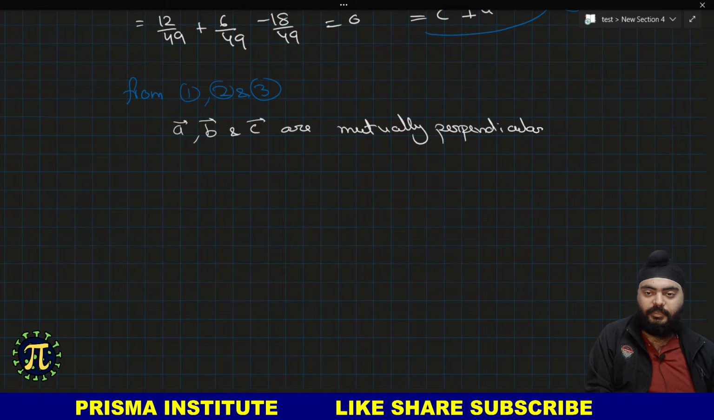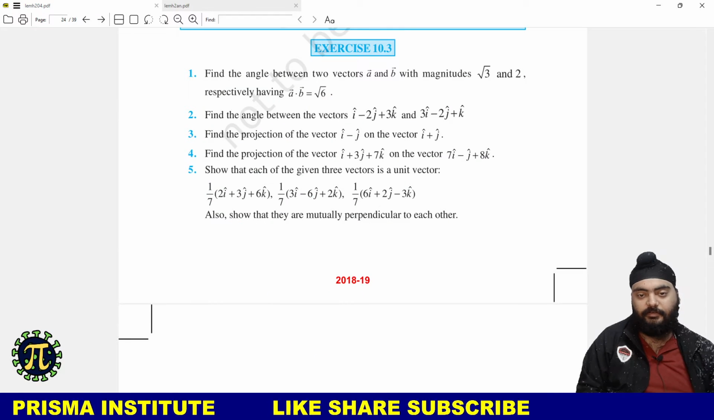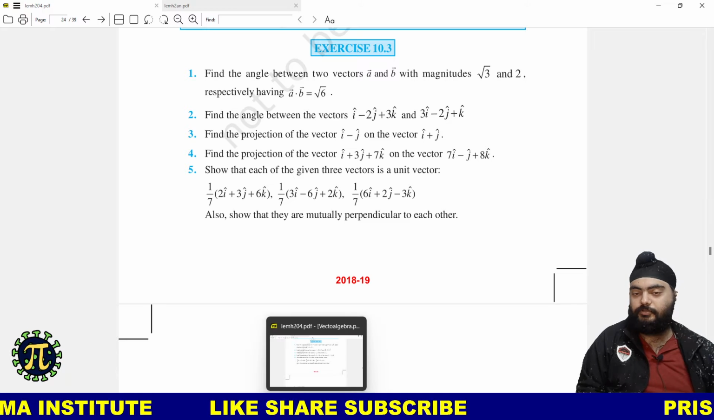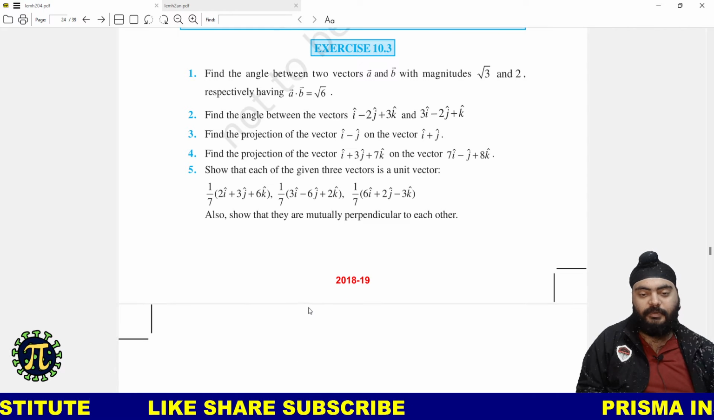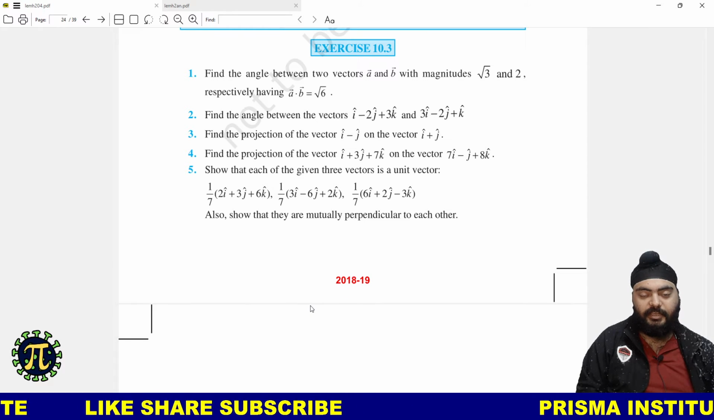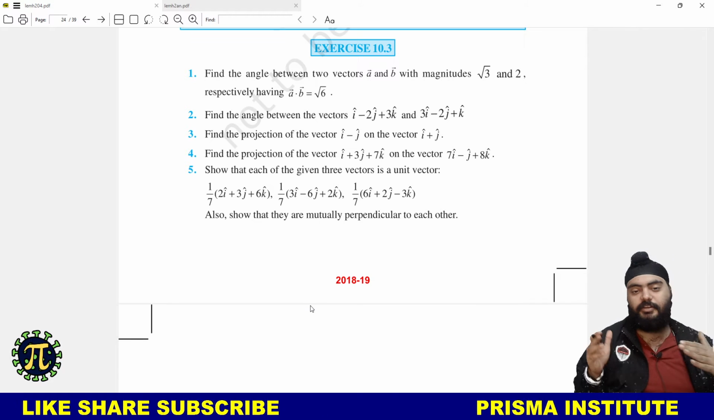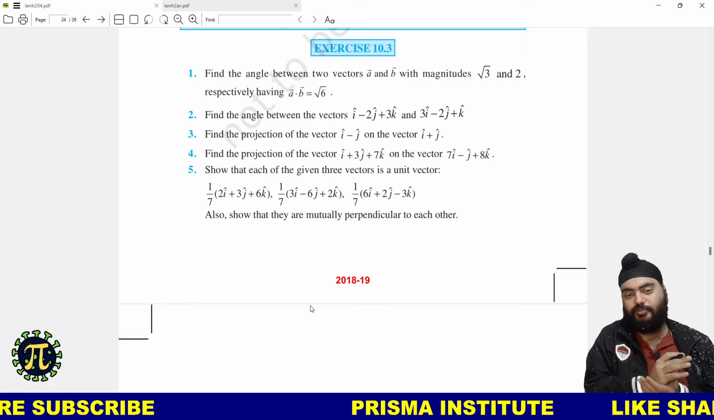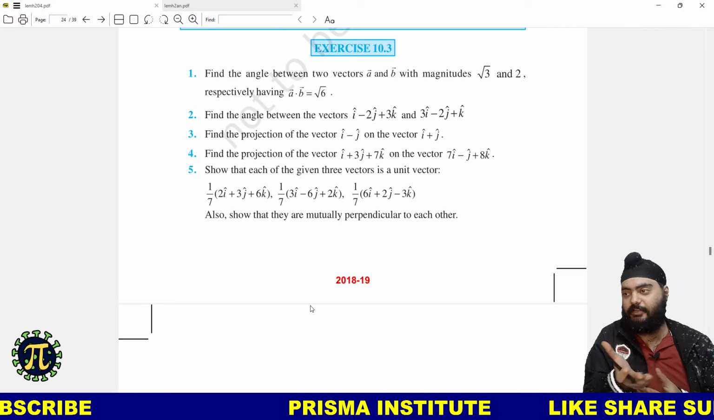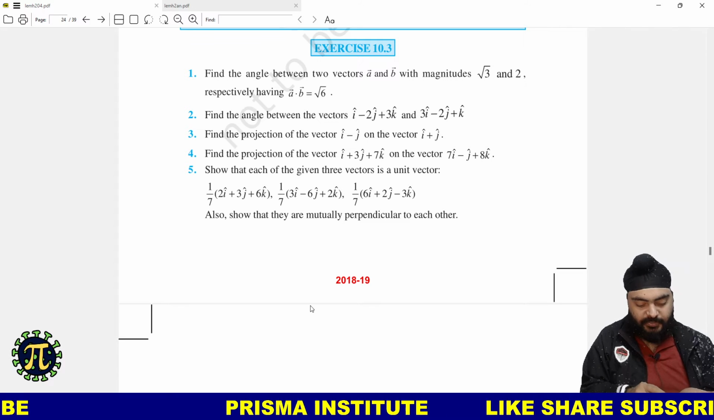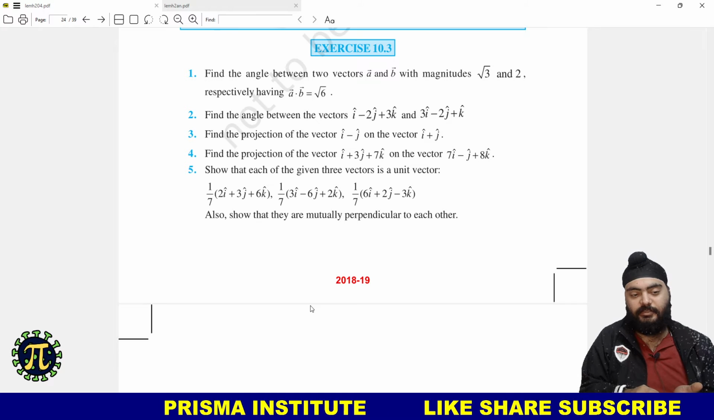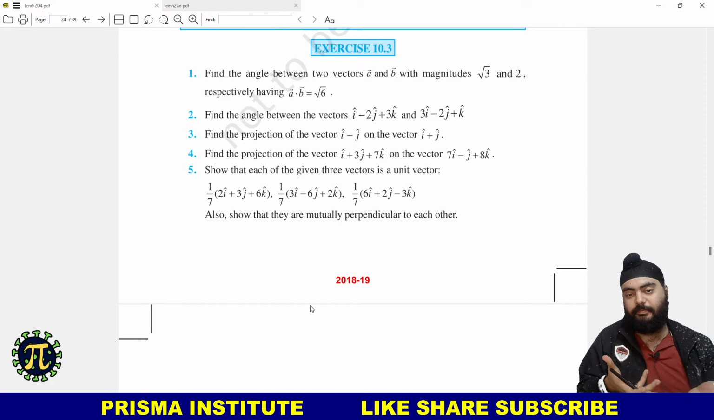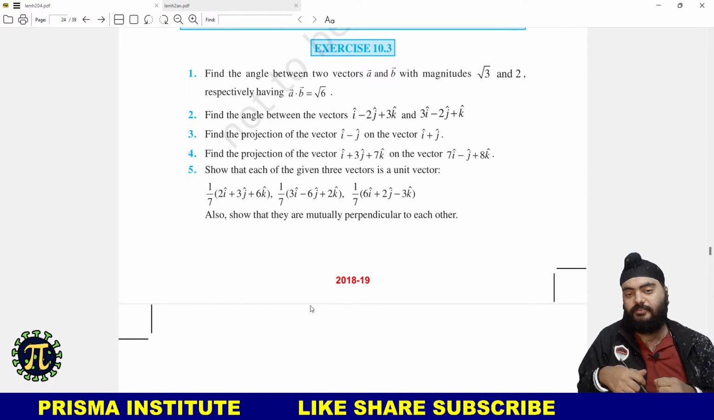And one more thing about A, B, and C vectors was that they were unit vectors also. So they are like your basic components i cap, j cap and k cap, which are along x, y, and z. So they are also unit vectors and they are also mutually perpendicular. So these three vectors can be used as a basis. Because they are mutually perpendicular, these can be used as your axes, right?